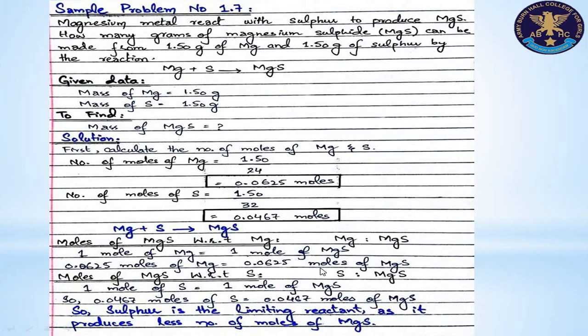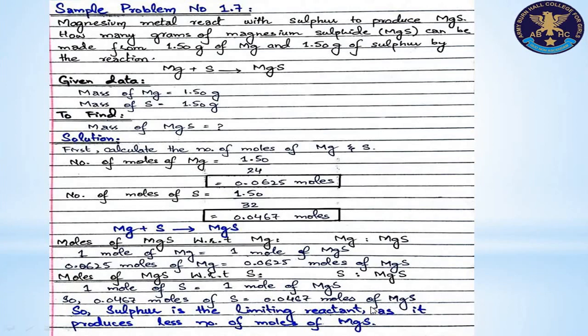We have calculated the moles of magnesium sulfide, but now we have to locate the limiting reactant. That is, which one of the reactants gives us the least number of moles of product. So the sulfur gives us the least number of moles of magnesium sulfide.